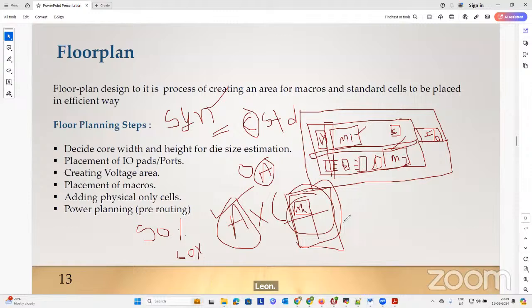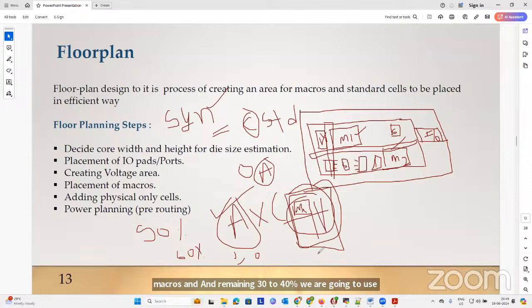This is all estimation. Based on the estimation, we are going to place the macros and standard cells. And the remaining 30 to 40%, we are going to use for routing clock trees, routing signal nets, and remaining kind of activities like ECOs in physical design.